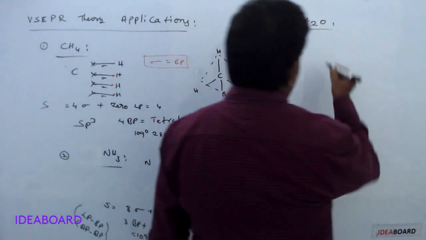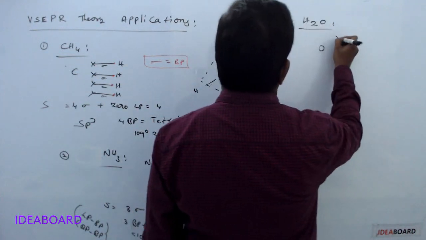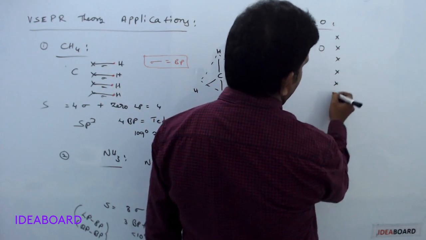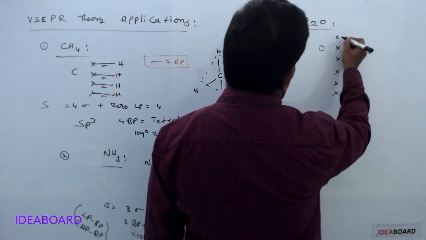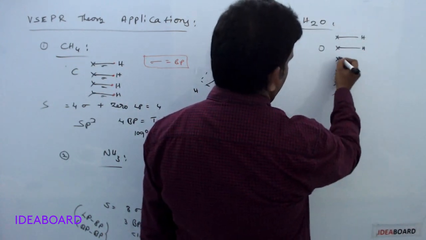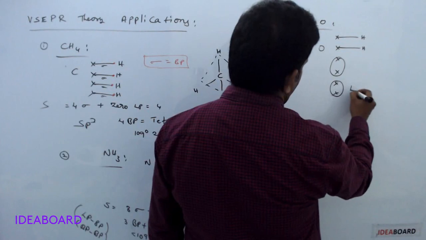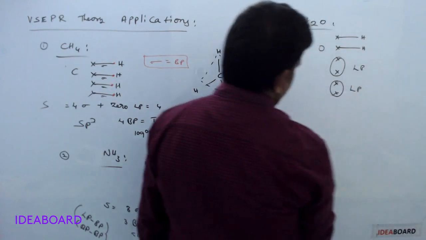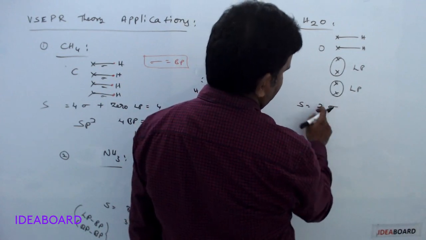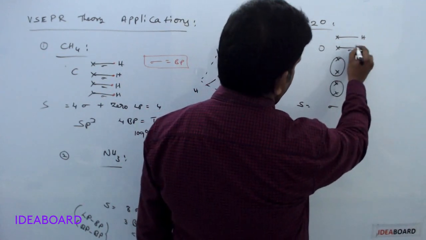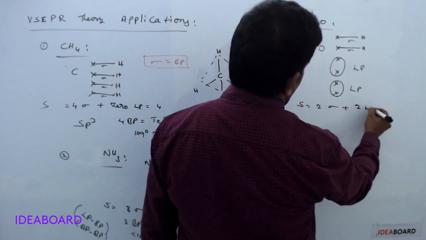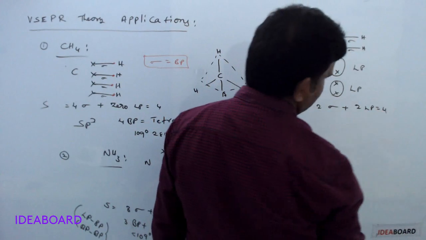And next, the H2O molecule. In the H2O molecule, the oxygen atom is a sixth group element, so it has 6 electrons in the valency shell. These are the 6 electrons, and each hydrogen forms a single bond, so these are 2 single bonds, and the rest become lone pairs. Here you can check, this is 1 sigma, this is the second sigma. So 2 sigma bonds plus 2 lone pairs, total again 4.